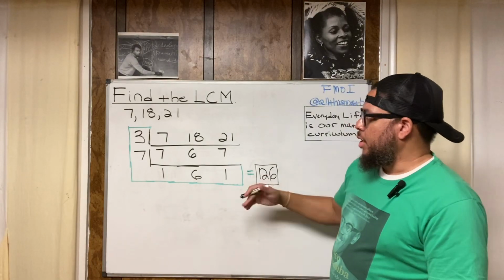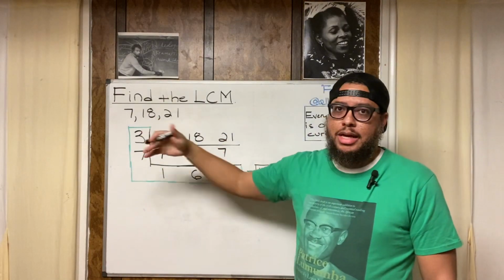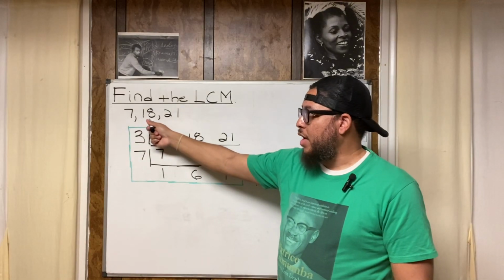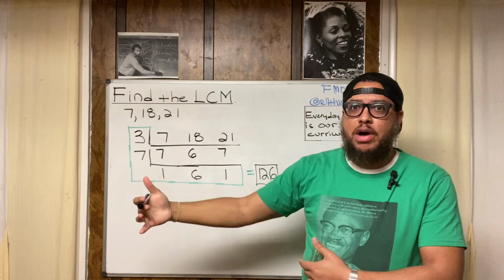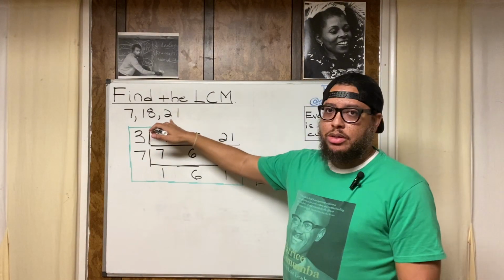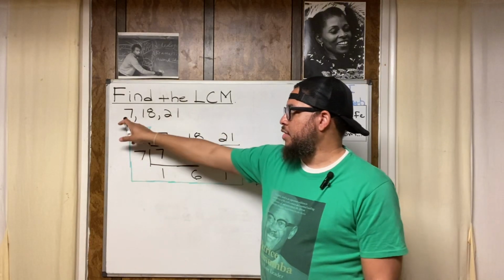18 can get to 90 by multiplying itself by 5, right? But 21 can't do that. 21 can't meet at 90. 7 can't meet at 90.